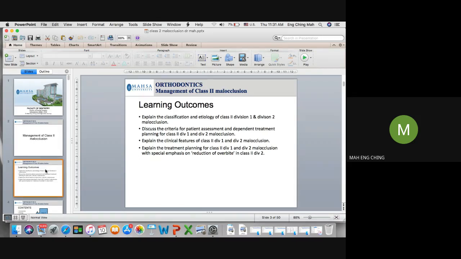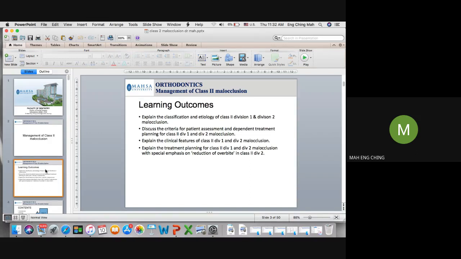So what causes the class 2 division 1? Can be due to the upper spacing and lower crowding. When we're crowding, it goes back. The spacing, it goes forward. Then it can be due to the lower lip trap behind the upper incisor. Soft tissue factor pushing the upper incisor forward. And the last one can be due to thumb sucking habit.